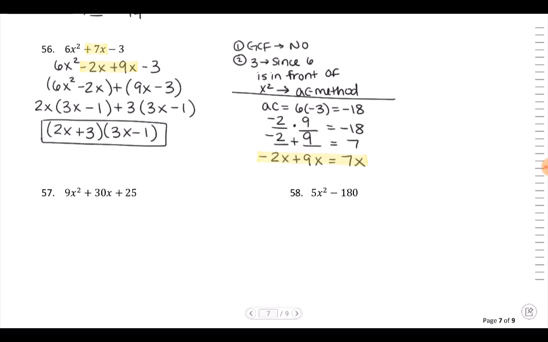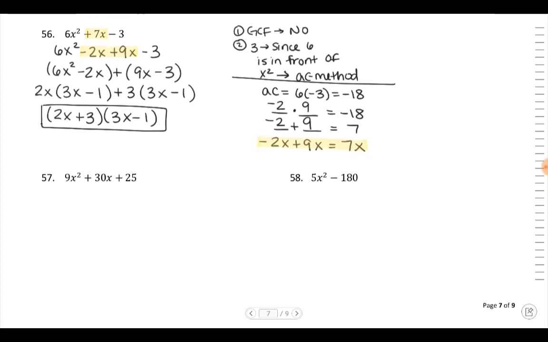See, that wasn't as bad as you thought it was. All right. Number 57. First thing, do I have a GCF? 9, 30, 25? I don't think so. No, it doesn't look like it, so no GCF. So the second question is, how many terms do I have? Well, I've got 3 terms.